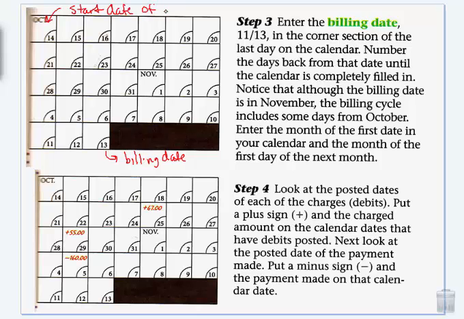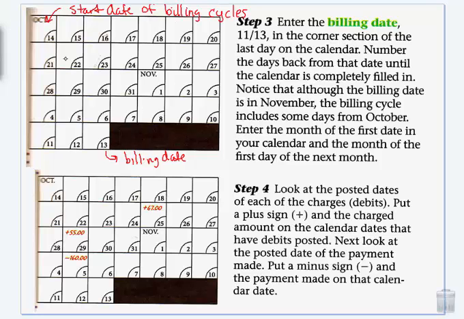We do this because on the statement, they don't tell us what day the billing cycle started. They just tell us the billing date, which is the day the billing cycle ended. And so we have to count backwards for our 31-day or 30-day, however long the billing cycle is.